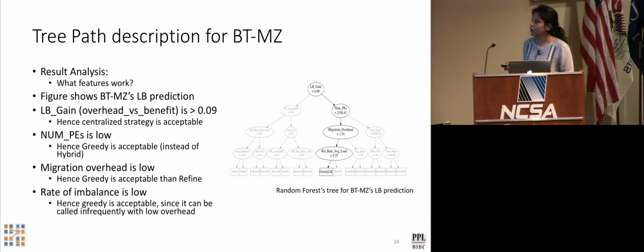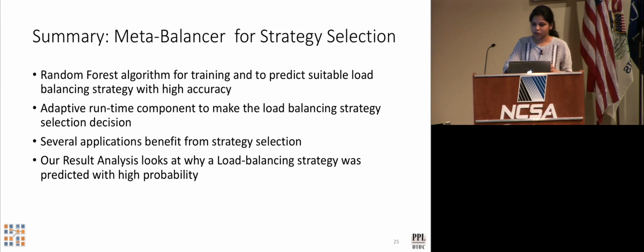And then moving on, it looks at migration overhead, and it sees that the migration overhead is low. Therefore, it's still acceptable to do greedy LB. If not, it would have probably gone to something like refine LB. Then it looks at the relative rate of average load, and again it finds that this rate is quite low. So it's acceptable again to use greedy LB versus distributed LB. This seemed pretty intuitive and a good prediction. So yeah, that's what we used.